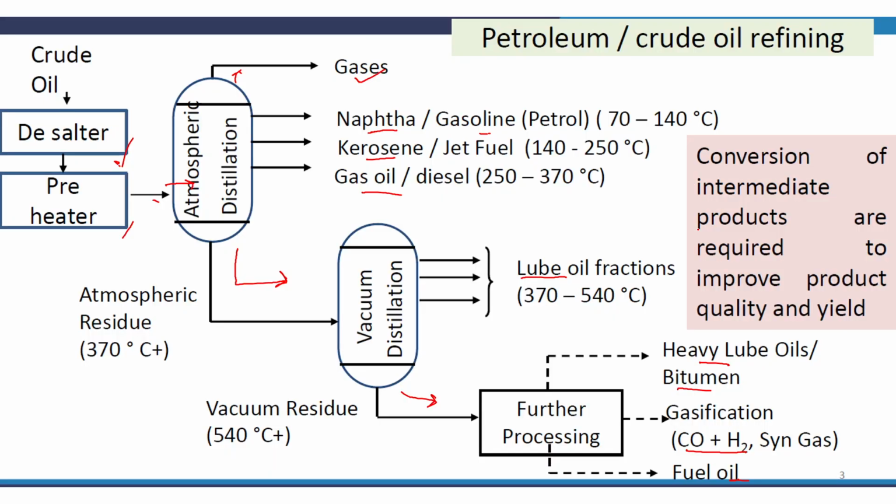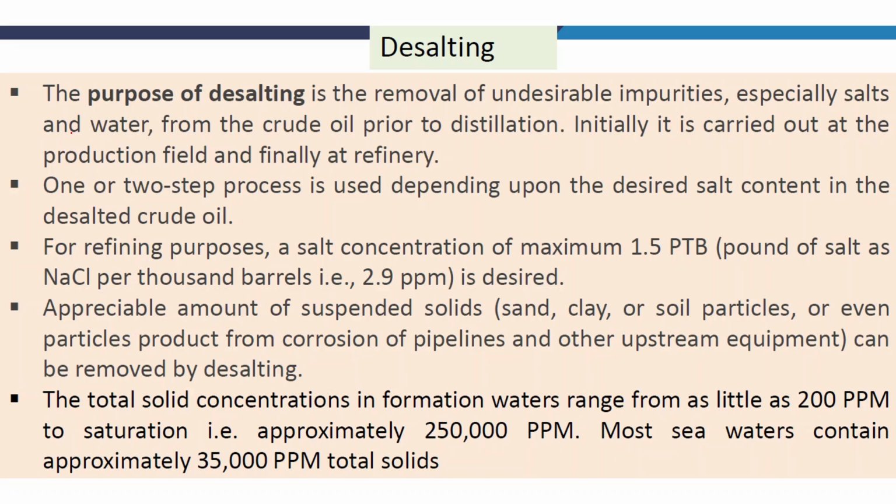So, firstly, coming on to, as we have seen, the first step is desalting. The purpose of desalting is the removal of undesirable impurities, especially salts. As I have told, crude oil consists of different kinds of salts of magnesium, calcium, sodium. So all these need to be removed. Otherwise, they cause problems in further distillation, such as scaling in heat exchangers and poisoning of catalyst, etc.